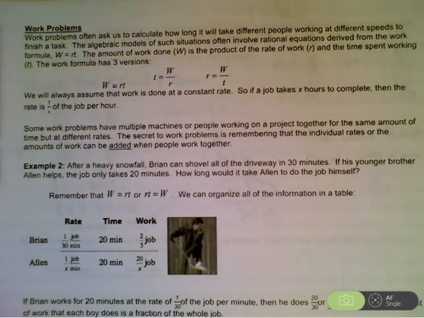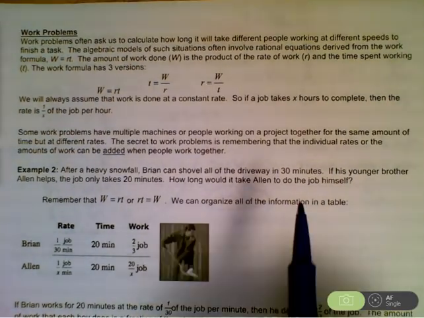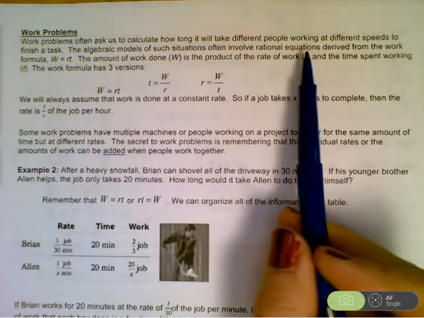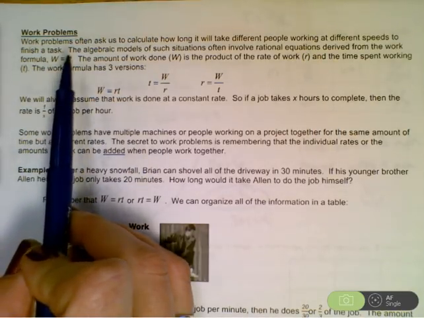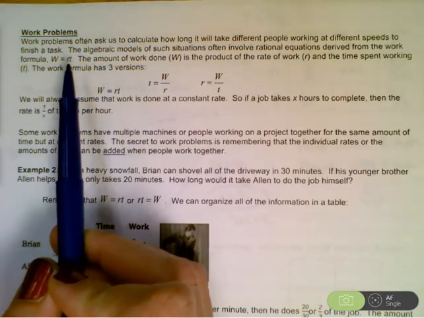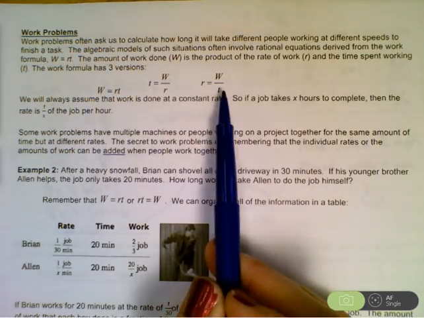Okay, so now let's go back to the second page of your packet and look at some work problems. So the big idea behind work problems is you have 2 or more people working on something. They each work at a different speed, and you want to know how long it's going to take to complete some kind of task. So the formulas, the algebraic models involve rational equations because work equals rate times time. So that leaves us with lots of fractions, and fractions are where we get rational expressions.